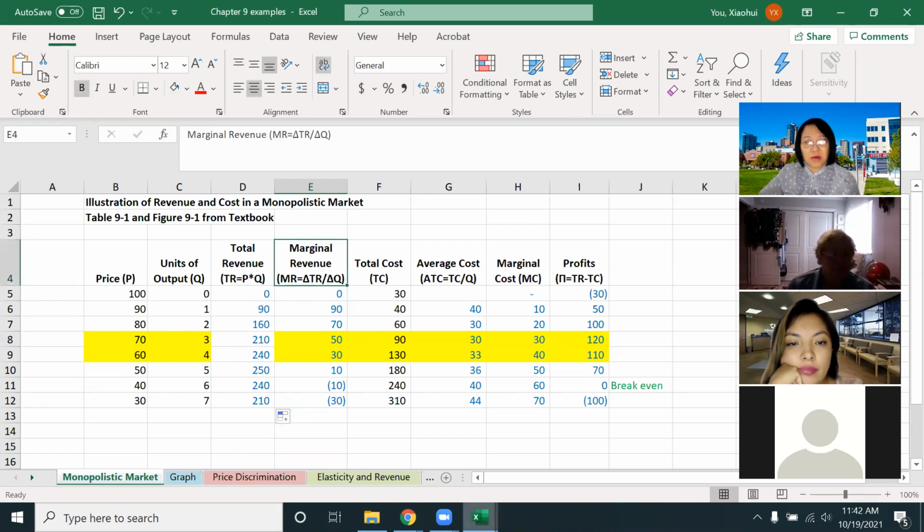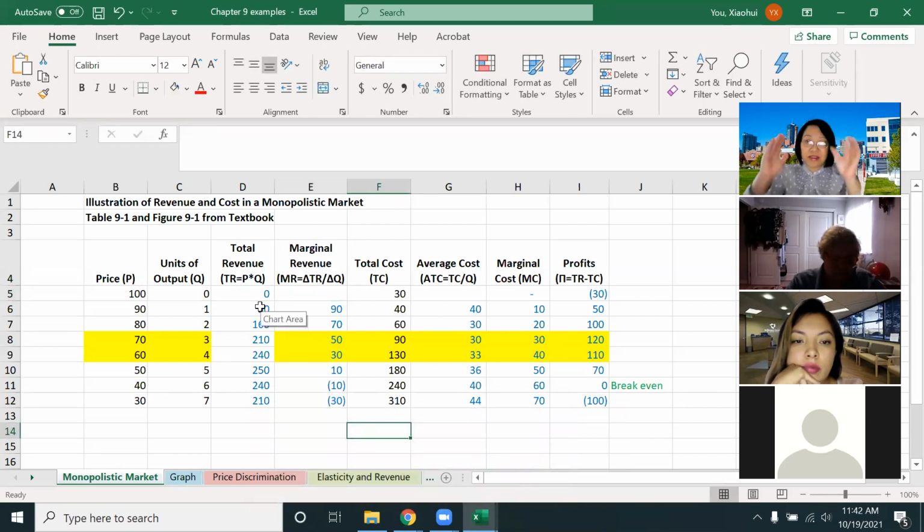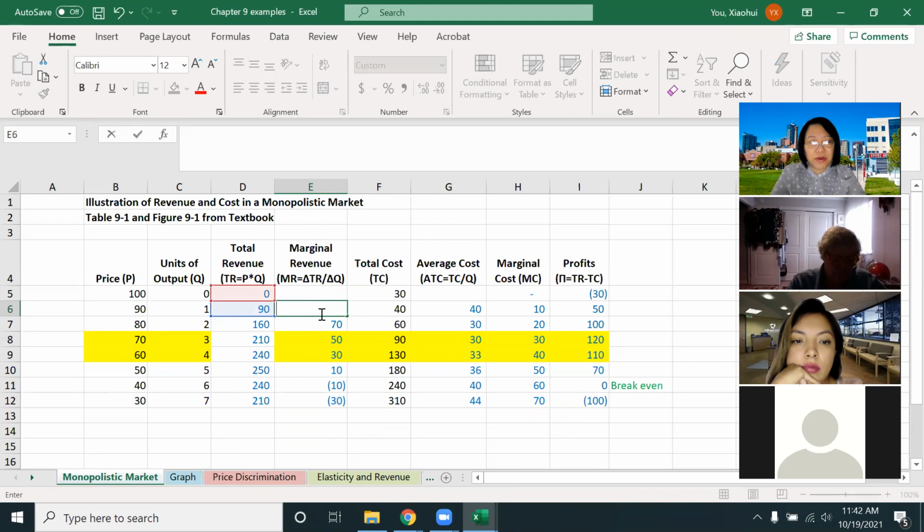And then we calculate the marginal revenue. Marginal revenue is equal to delta total revenue over delta Q. The delta means a changing value. For this first one, I leave it blank, not 0, because you cannot calculate it. You don't have the previous value. So the first value we can calculate is this one. Let me calculate this one for you.